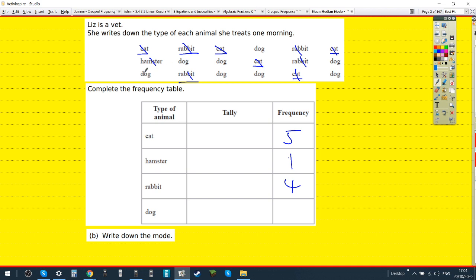I think it's 8, is it? 1, 2, 3, 4, 5, 6. I'm getting 8. 13, 14, that'll be 18. Yeah. Write down the mode. Okay.